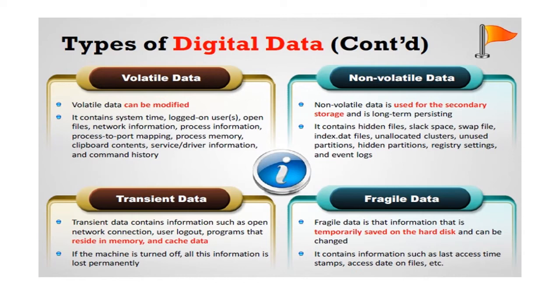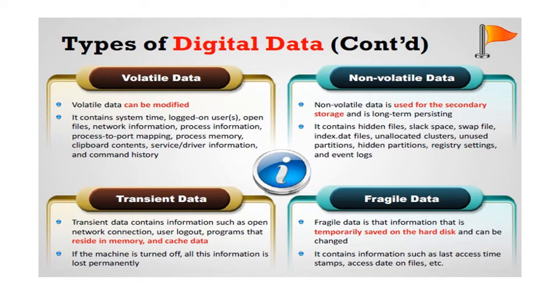So, the moment that you have data that's stored on secondary storage, and that data can be stored for a long term, then that type of data is called non-volatile data. So non-volatile data is simply the opposite of volatile data.